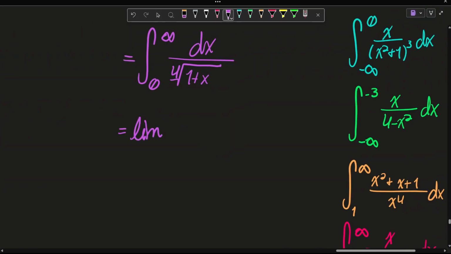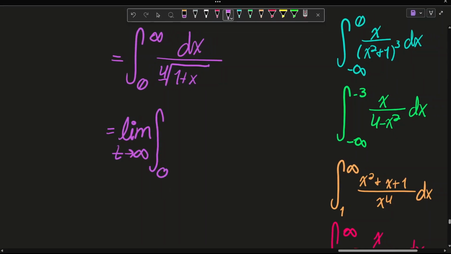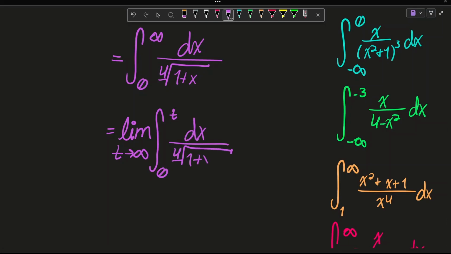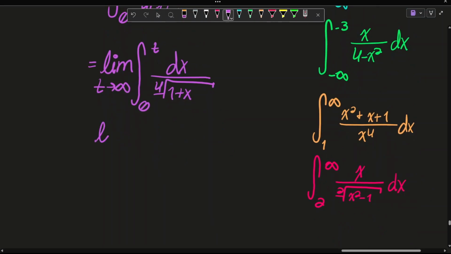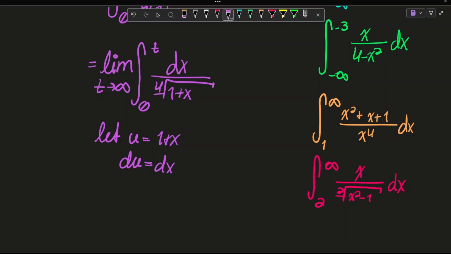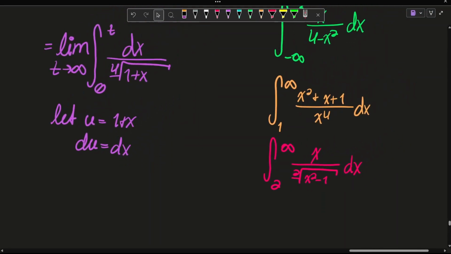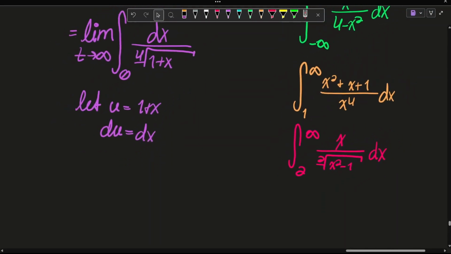Here it's the limit as t approaches infinity. And of course, when you're answering on your test, you should put the let statement, otherwise you will lose marks, or it depends on how strict your teacher is. The quintic root of 1 plus x. Pretty easy again. You let u equal 1 plus x, du equals dx. Also change the bounds.